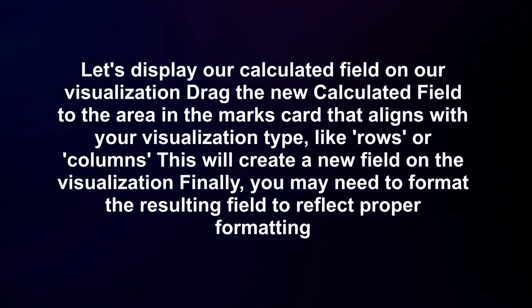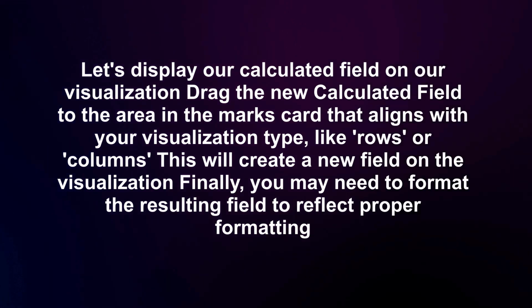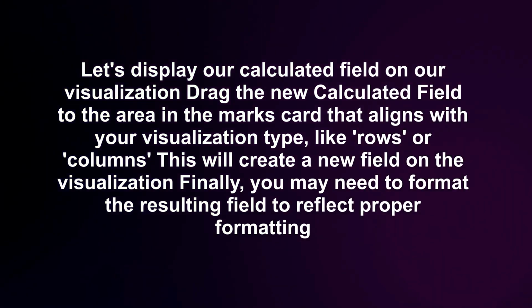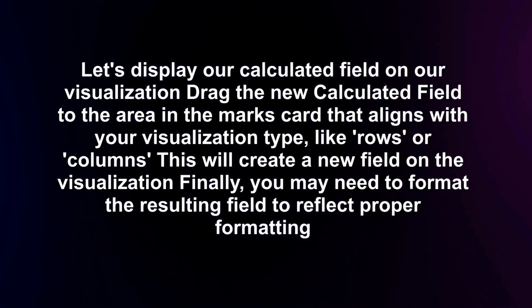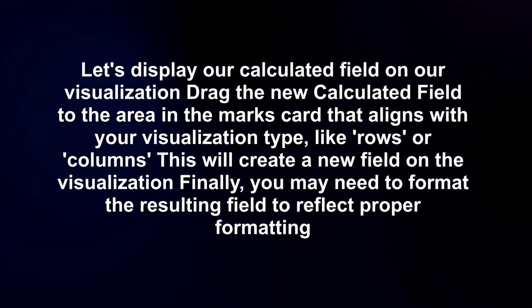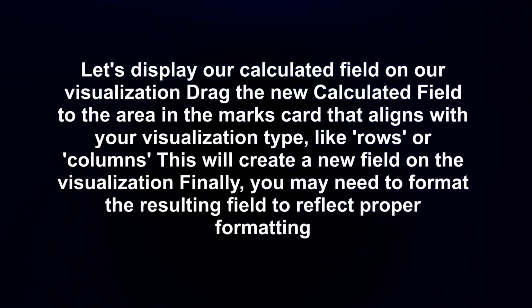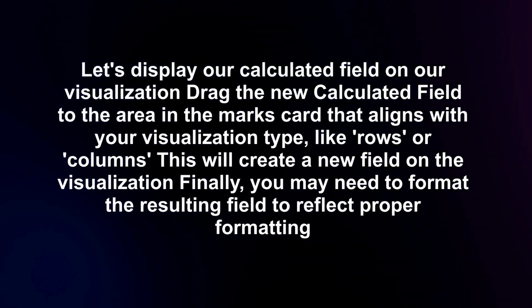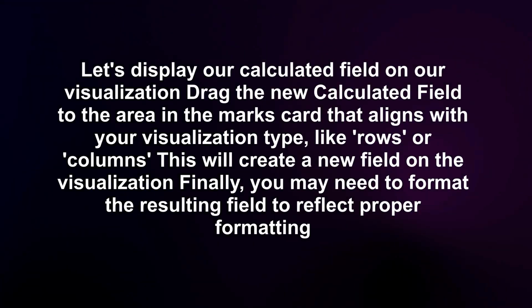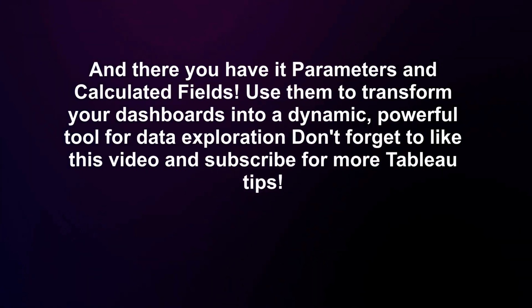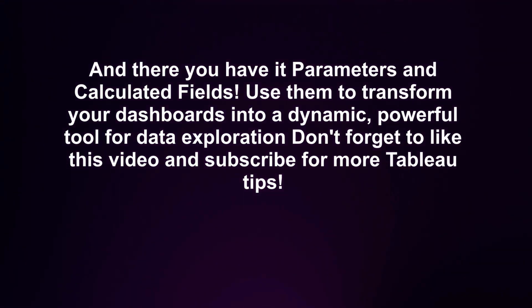Let's display our calculated field on our visualization. Drag the new calculated field to the area in the marks card that aligns with your visualization type, like rows or columns. This will create a new field on the visualization. Finally, you may need to format the resulting field to reflect proper formatting. And there you have it, parameters and calculated fields.